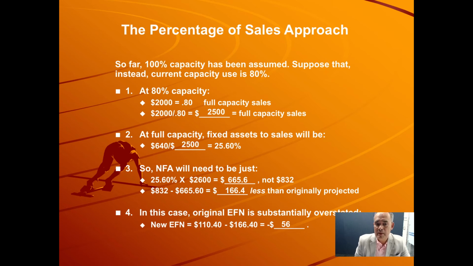$2,500,000,000. But at full capacity, what will be the proportion, I mean the capital intensity ratio that the company will need? Well, 640, which was the original amount of fixed assets, divided by the 2,500. So at full capacity, the company will use 25.6%, or 25.6% of fixed assets, in order to actually yield $2,500,000,000 as sales.